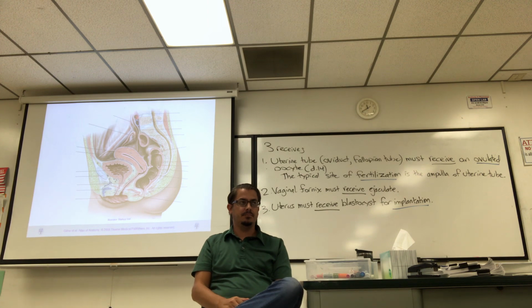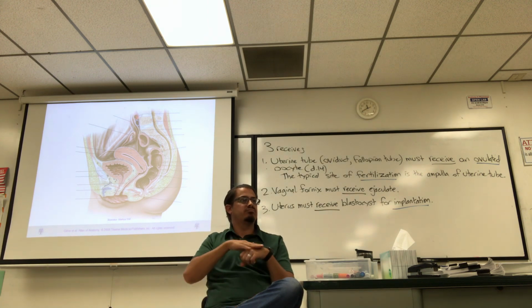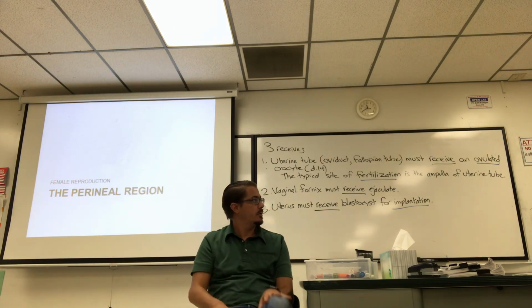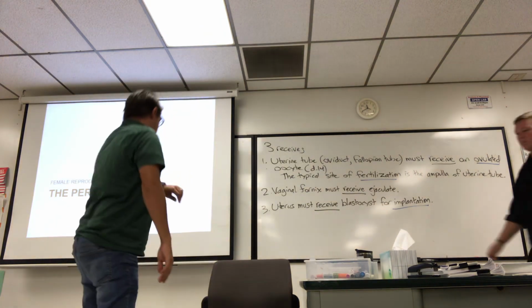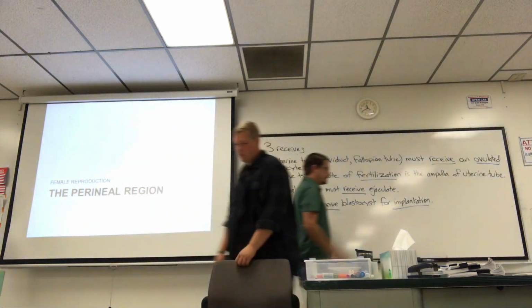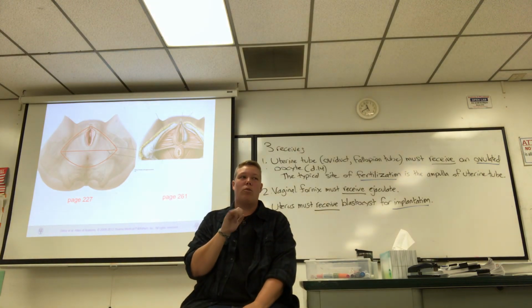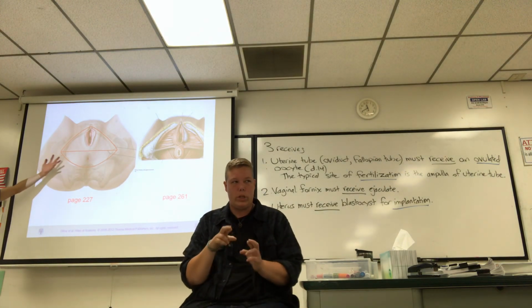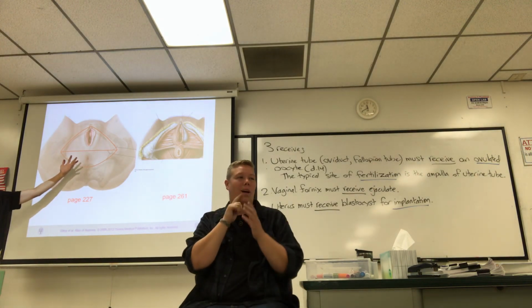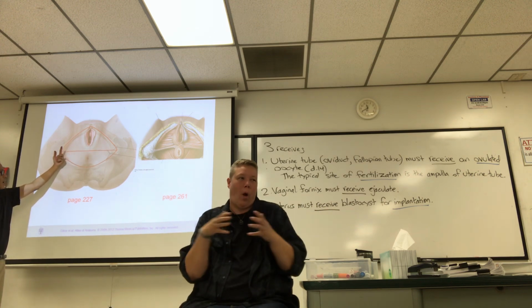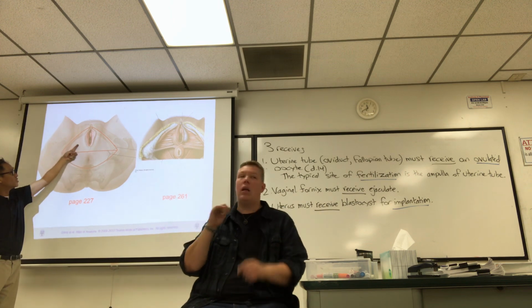All right, so that's my overview. Any questions on the three receives? I'm going to talk about the perineal region. The perineal region, like for the males, I showed this picture. Notice that the bike seat is wider because the female pelvis is wider. But it's the same things, anal triangle down here, UG triangle up there.